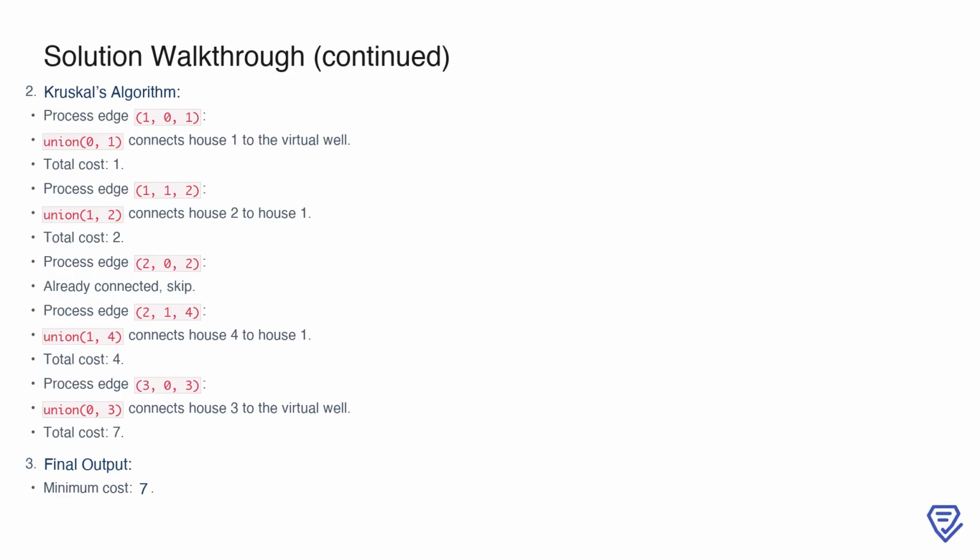Finally, [3, 0, 3] connects house 3 to the virtual well, increasing the total cost to 7. The remaining edges are skipped as all houses are now connected. Thus, the minimum cost to supply water to this larger village is 7.